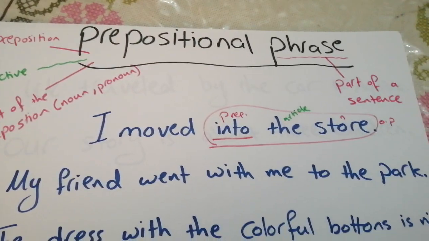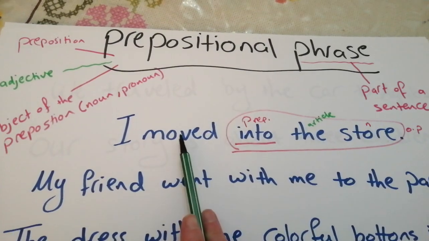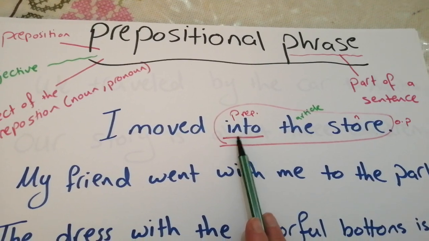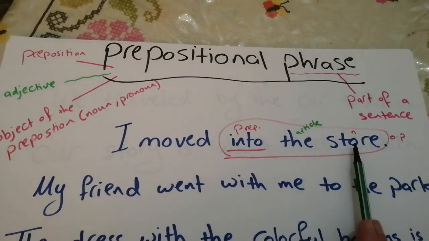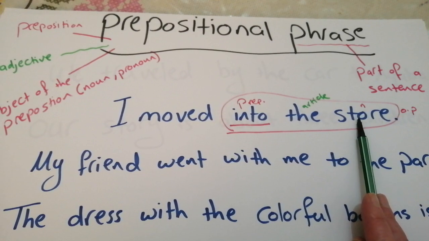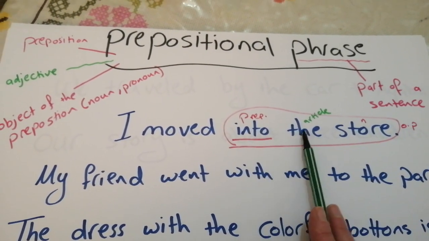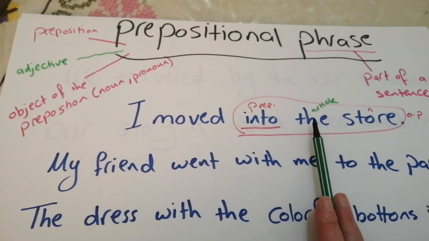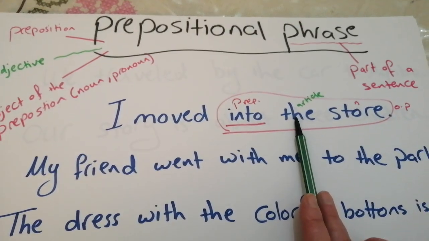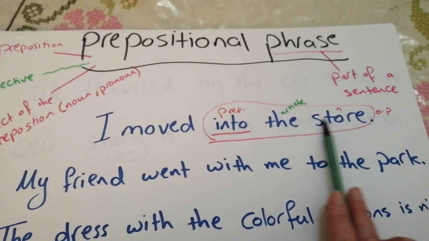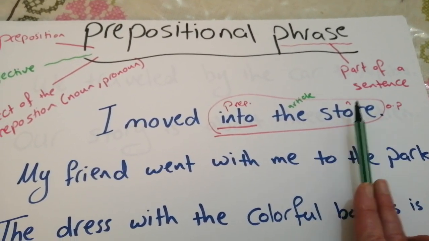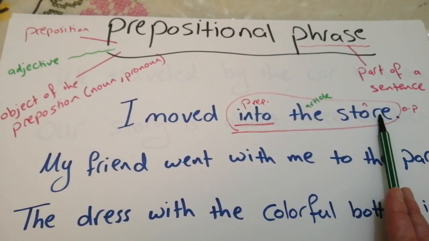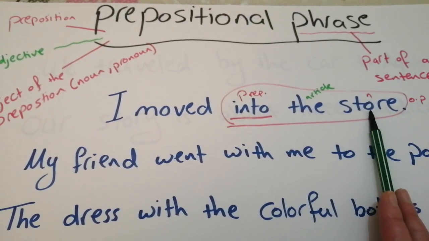So again, the prepositional phrase is part of the sentence. This is the whole sentence. It's part of it. It starts with a preposition. It ends with a noun or a pronoun, and we call them the object of the preposition. Between them, we may have adjectives or we may not. Here we have the article the, and articles are kinds of adjectives. So this is the object of the preposition, and this is all the prepositional phrase. It's not a sentence, it's a phrase, part of the sentence.